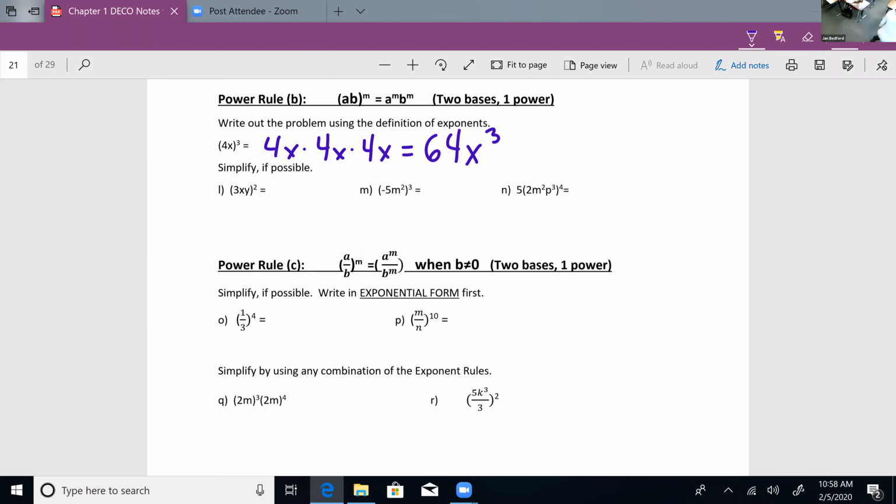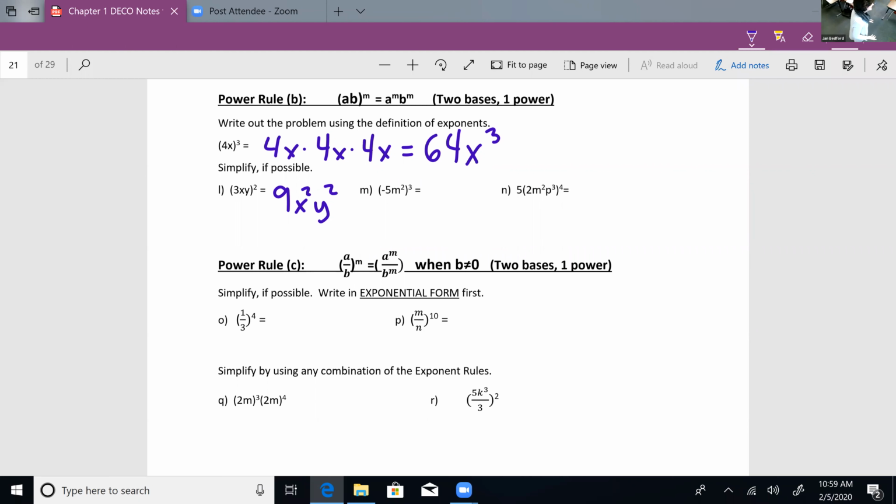And so here's our little shortcut. I'm going to take every different factor inside the parentheses and raise it to the 3rd power. This was 4 to the 3rd times x to the 3rd. Okay, let's see if you guys can tell me what 3xy in parentheses squared would be. What's the number part? 3 squared is 9. Good. Then what else? X squared, y squared. Because if we do it without parentheses at all, then we're going to write it that way. Okay, so that's 9x squared y squared.